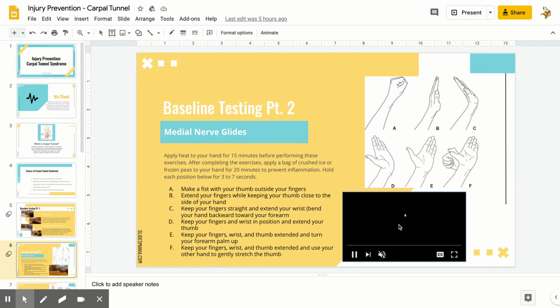As you can see here, she did perform these kind of quickly, but she did tell me that she felt a lot of pain while doing these.